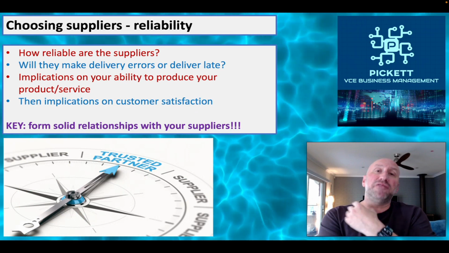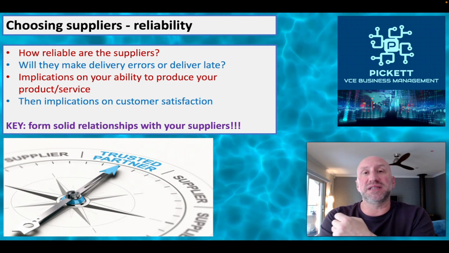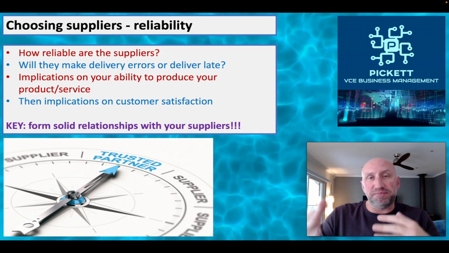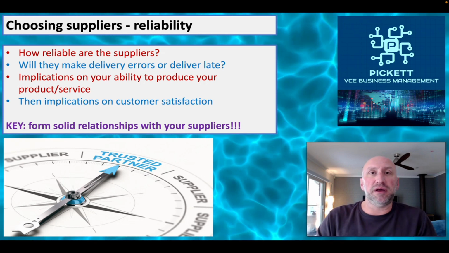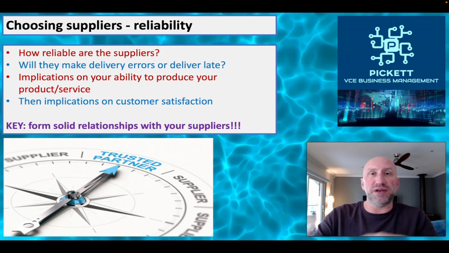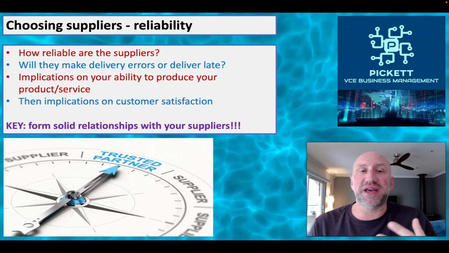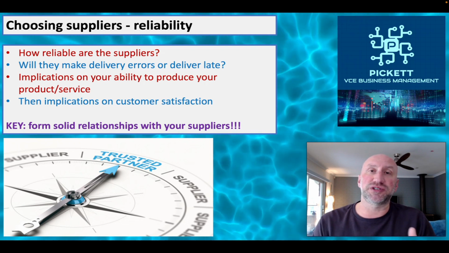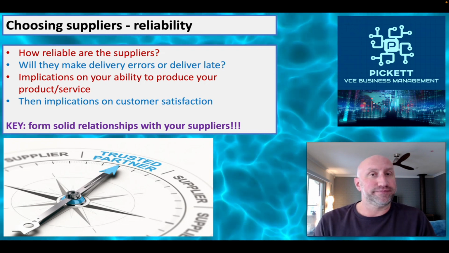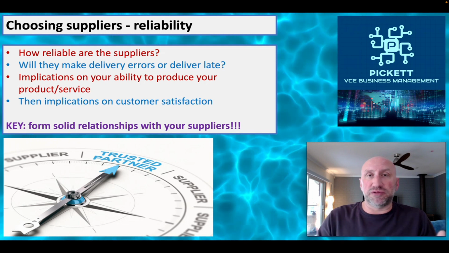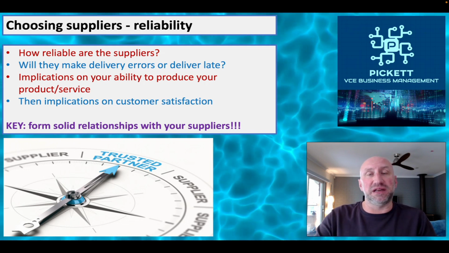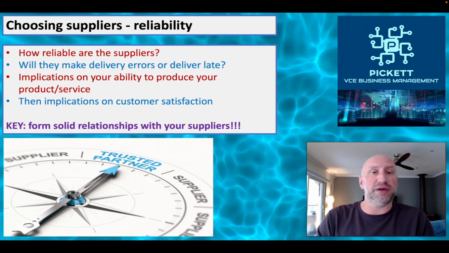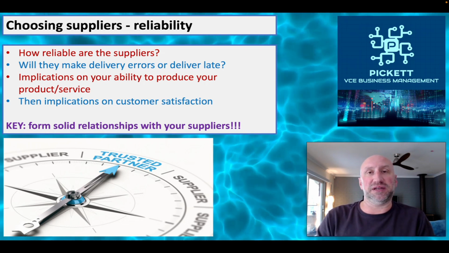Reliability. How reliable are those suppliers? Are they going to make delivery errors, or are they going to deliver late? If you've got an order time window, are they going to deliver in that window that you need the stuff? Because if they don't, there's an implication on your ability to produce the product or service that you are trying to sell. Again, with a restaurant, if you didn't get your meat delivery on one given day, meat dishes might be off the menu, and that's not a good look. So there's those implications on customer satisfaction.